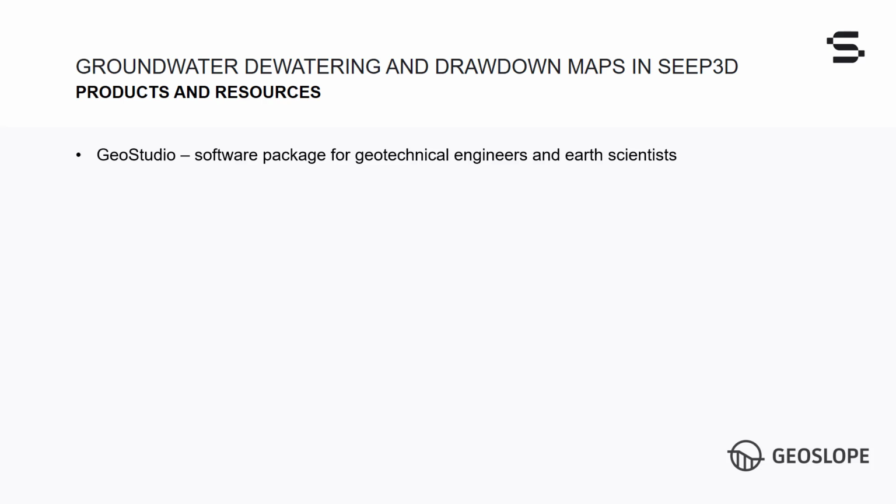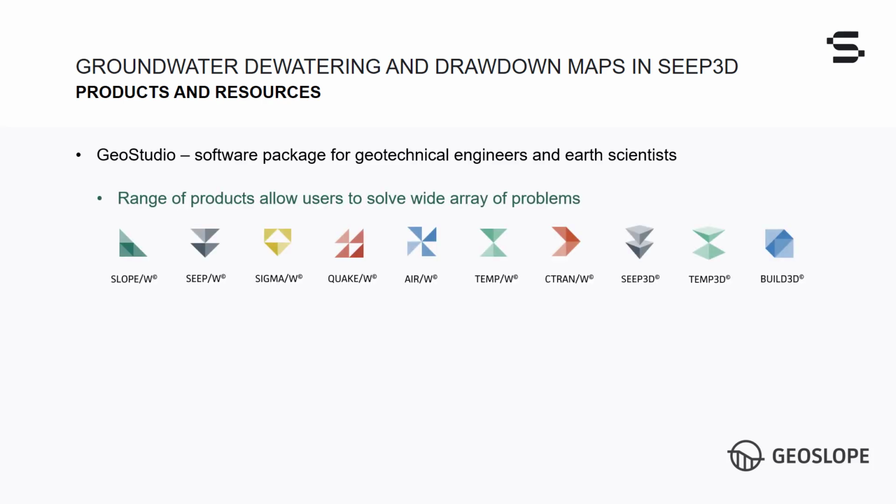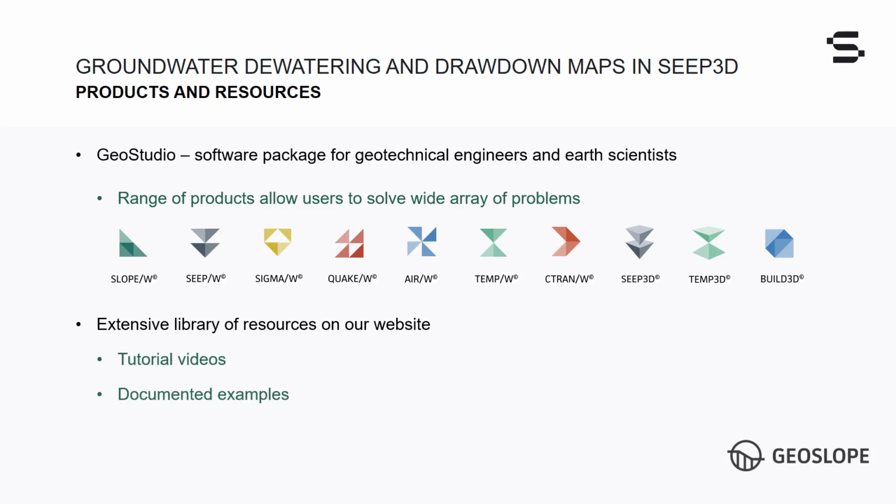GeoStudio is a software package developed for geotechnical engineers and earth scientists, which is comprised of several products. The range of products allows users to solve a wide array of problems that may be encountered in these fields. Today's webinar will focus on SEEP3D. Those looking to learn more about the products, including background theory, available features, and typical modeling scenarios, can find an extensive library of resources on the GeoStudio website. Here you can find tutorial videos, examples with detailed explanations, and engineering books on each product.